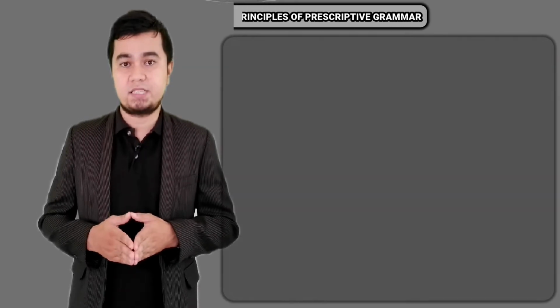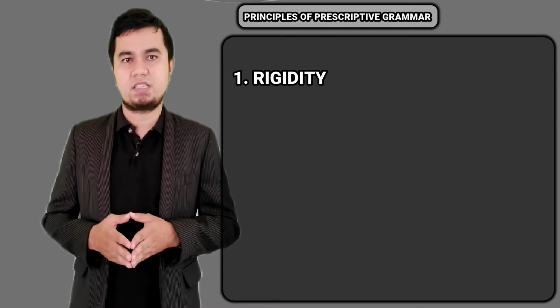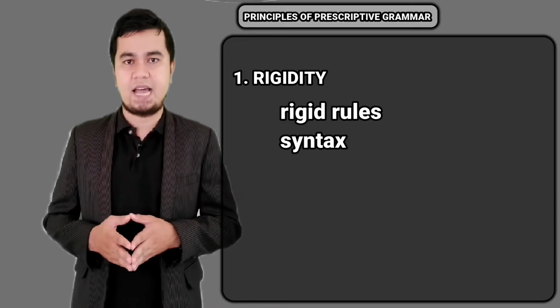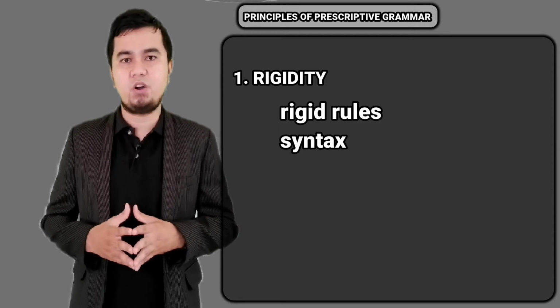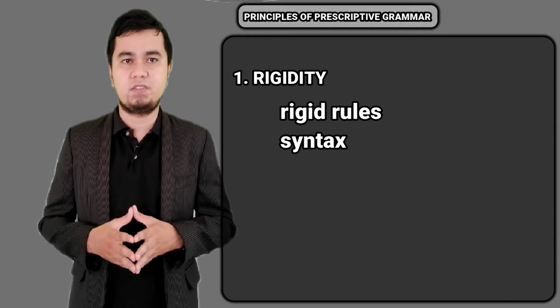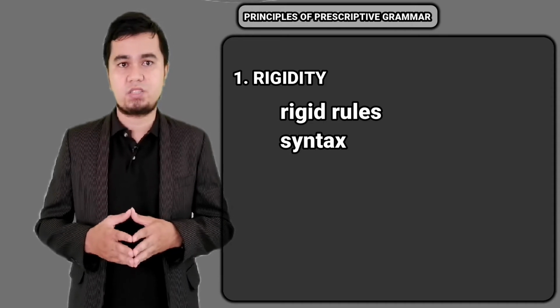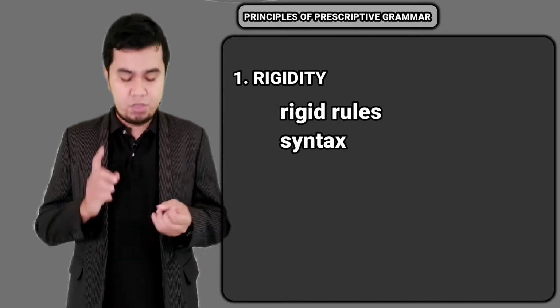There are principles of prescriptive grammar. First, we have rigidity. Grammar in this view is a set of rigid rules of syntax that decree how people ought to speak or write, and they insist on absolute standards of usage. Any failure to conform to such standards is evidence of poor education or bad taste.